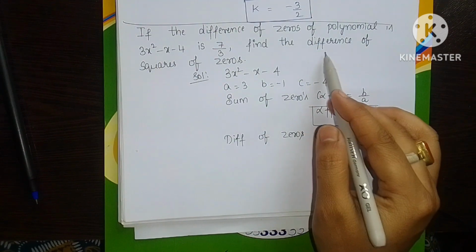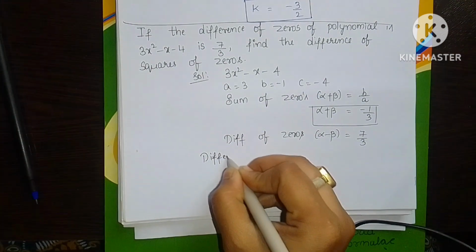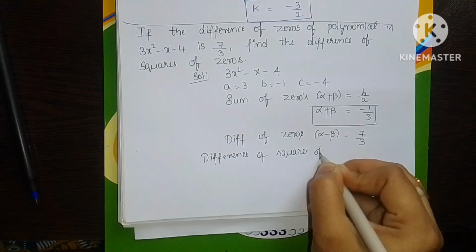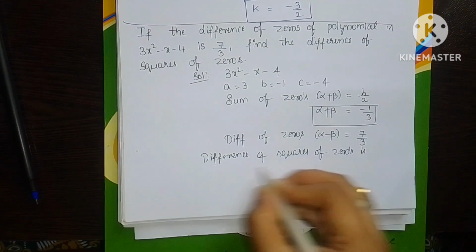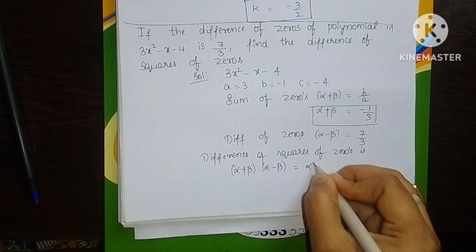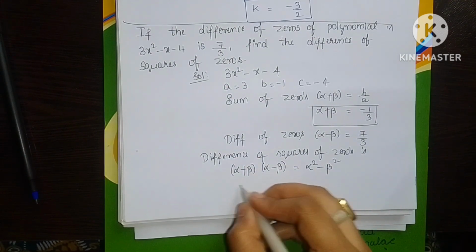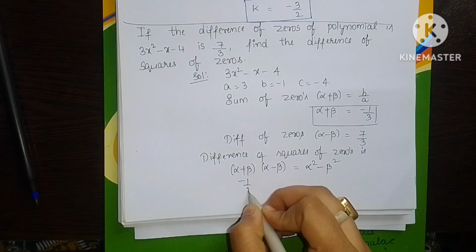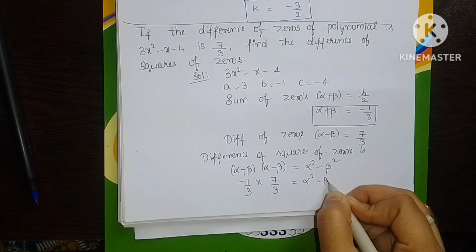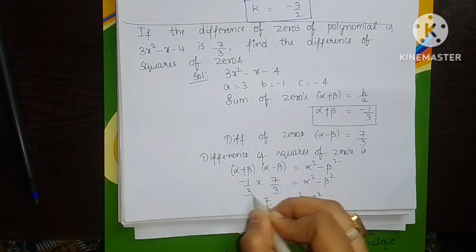In the question they are asking to find the difference of the squares of zeros. So the difference of the squares of zeros is (alpha plus beta) into (alpha minus beta). What we will get is alpha square minus beta square. This is the difference of squares of the zeros. So alpha plus beta is minus 1 by 3. Alpha minus beta is 7 by 3. So alpha square minus beta square, what will we get? Minus 7 by 9. So this is the difference of the squares.